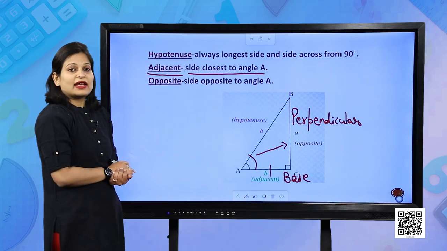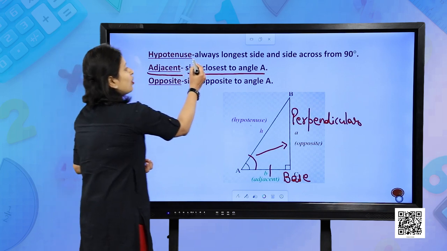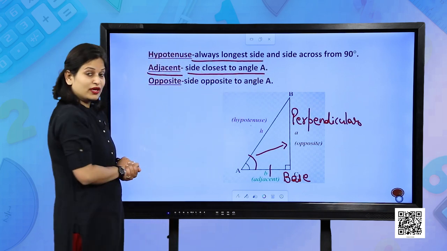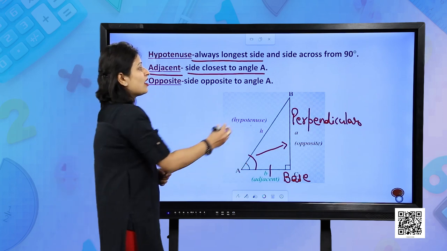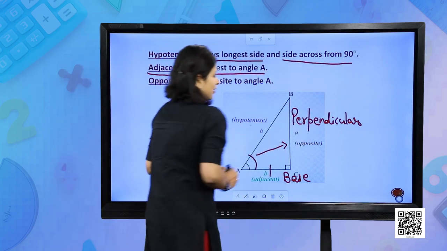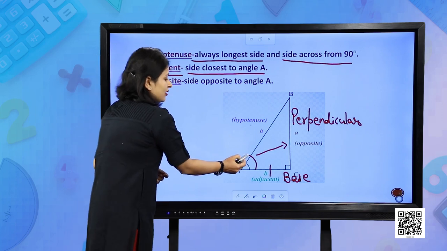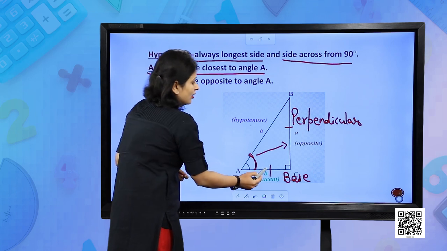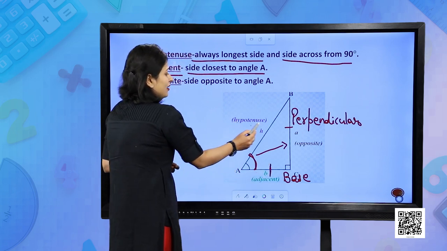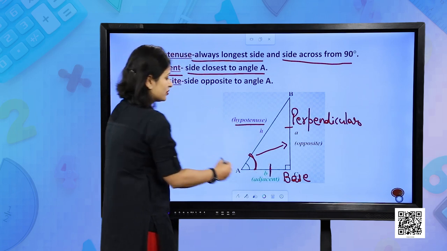Now, what about side AB? AB is always the longest side. So, it will be called a hypotenuse. And this is the side across from 90 degree. So, when you are considering this angle, this will become perpendicular, this will become base, and this is hypotenuse.